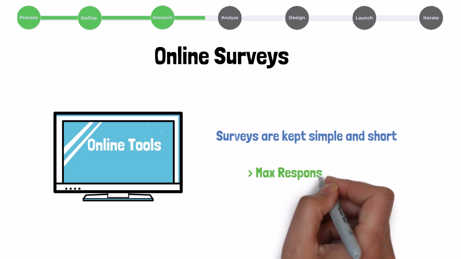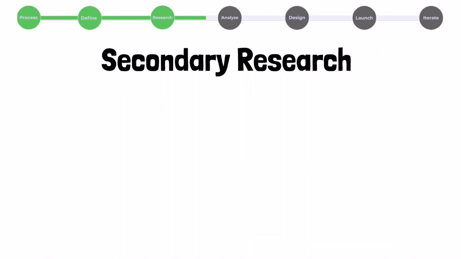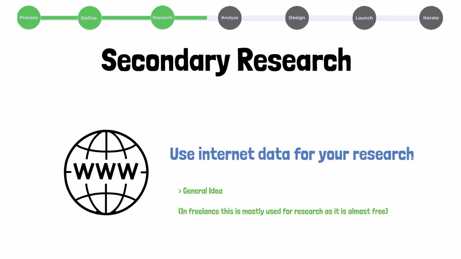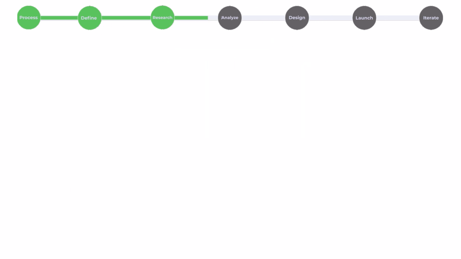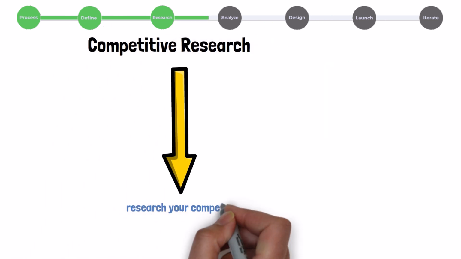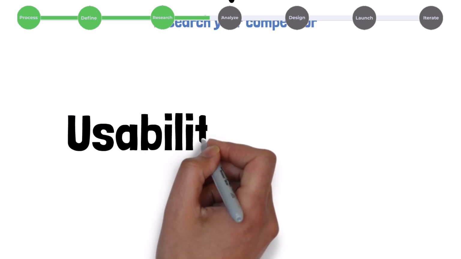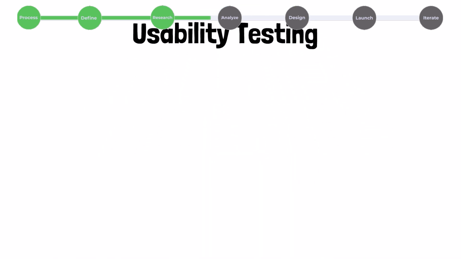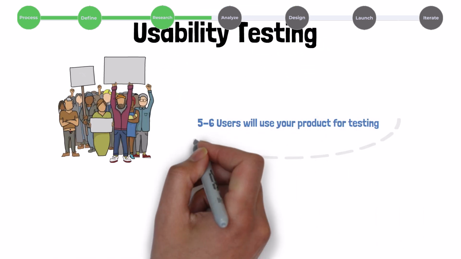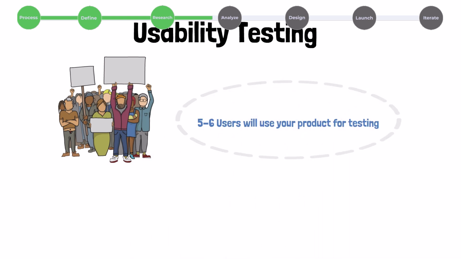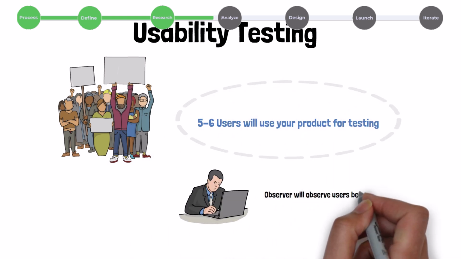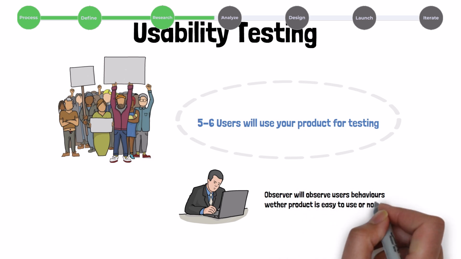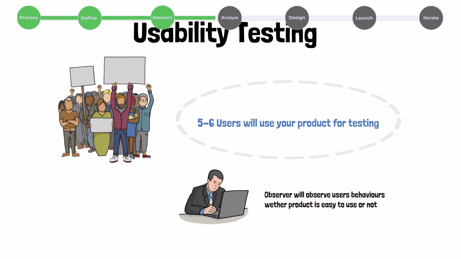Secondary research is using internet data for your research to have a general idea. Competitive research is to research your competitor. And at last, usability testing. This is done to ensure whether your product is usable. Usually 5 or 6 users will use your product and there will be observers who will observe their behavior. We will do each of the above methods practically and I will explain them more in the upcoming videos. Now this was our research.